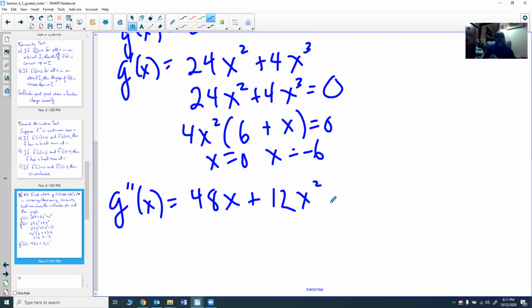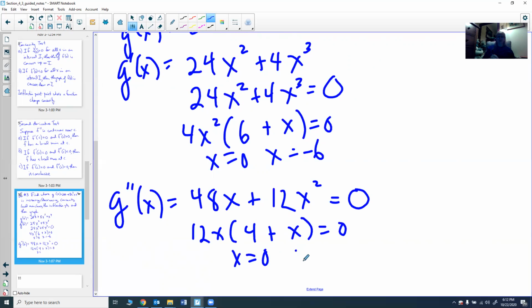And again, we're going to find out where that is 0 also. So let's set that equal to 0. Factor out, it looks like there's a 12x common. So that will give you 4 plus x equals 0. So even though these aren't critical points, they are points of interest to us. x equals 0 and x equals negative 4 is where your second derivative is 0.